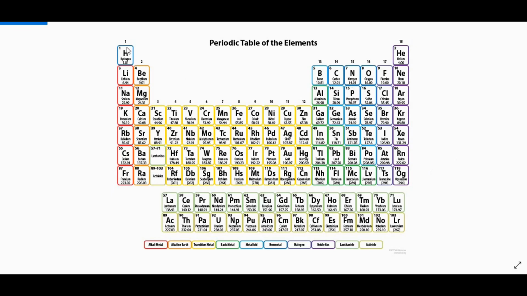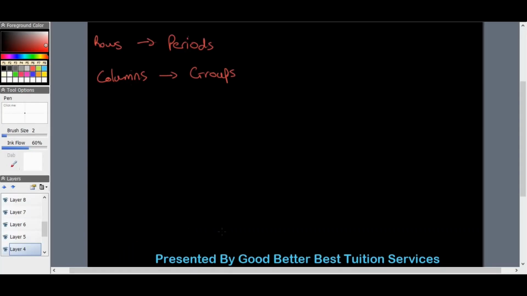And then, of course, we have groups coming down. Hydrogen here, going all the way down to francium, would be group 1. Here we have Be, which is beryllium, going all the way down to radium, which would be group 2, and so on until we get group 18 at the end here, which is your noble gases. Cool. So everybody understands the periodic table in that respect.